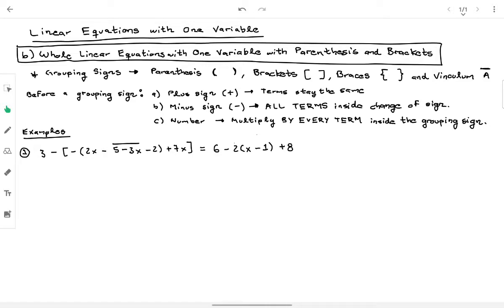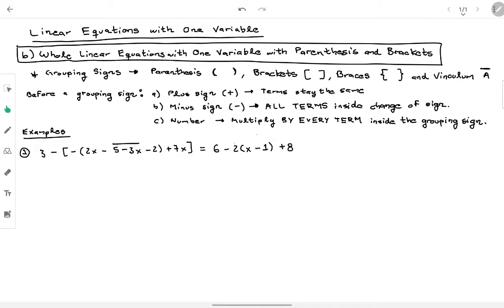So how to solve a whole linear equation with grouping signs? Well, we need to take out the grouping signs, and it depends on what we have before the grouping sign to know what to do. If we have a plus sign before the grouping sign, that means the terms stay the same, so I can eliminate that grouping sign without doing anything. If I have a minus sign before a grouping sign, that minus sign will change all the signs of the terms inside that parenthesis, bracket, brace, or vinculum. And if we have a number before a grouping sign, that number or expression multiplies every term inside the specific grouping sign.